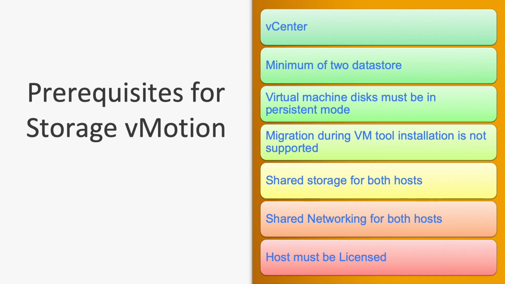Prerequisites for storage vMotion. If you want to perform storage vMotion, you should have a vCenter Server and a minimum of 2 datastores. One is the source, another one is the destination, and the virtual machine disk must be in persistent mode. If you're migrating a virtual machine, there should not be a VMware Tools installation in progress. It requires shared storage and shared networking on the ESXi host, and the host must be licensed.